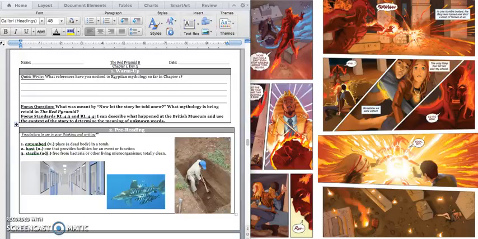Good afternoon, fourth grade. We're going to continue reading in our novel, The Red Pyramid. Before we get started, you have a quick write.